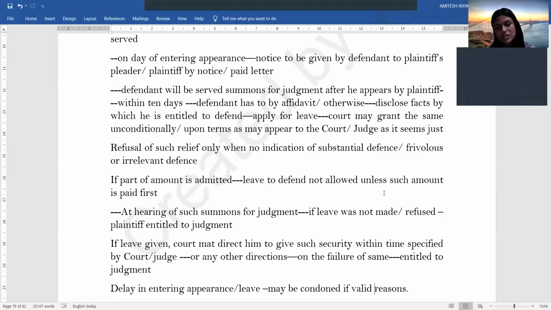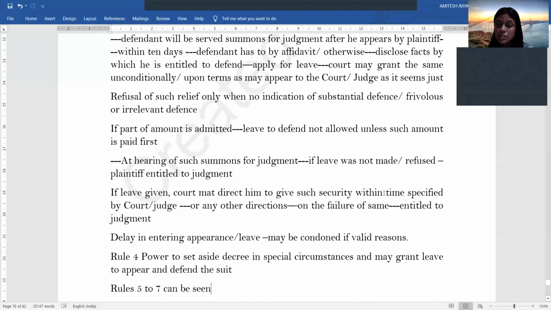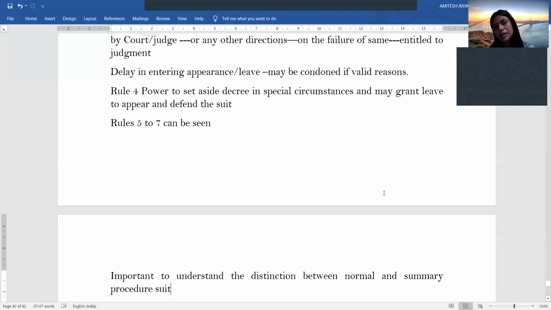At the hearing of such summons for judgment, if leave was not made or if the leave was refused, the plaintiff is entitled to the judgment. But if the leave was allowed, then the court will first hear him or may direct him to give security, etc. And if the defendant doesn't follow the court's direction, then the plaintiff will be entitled to judgment.